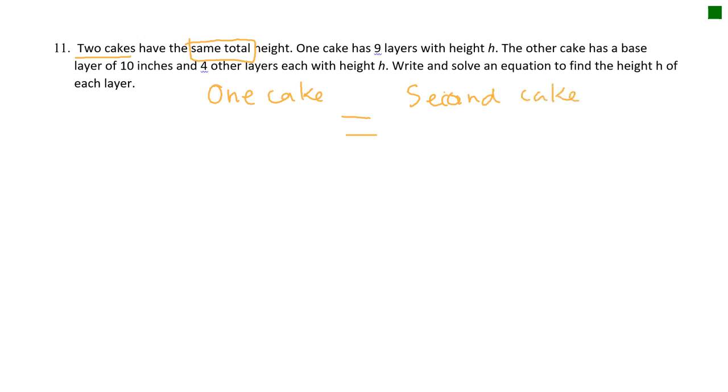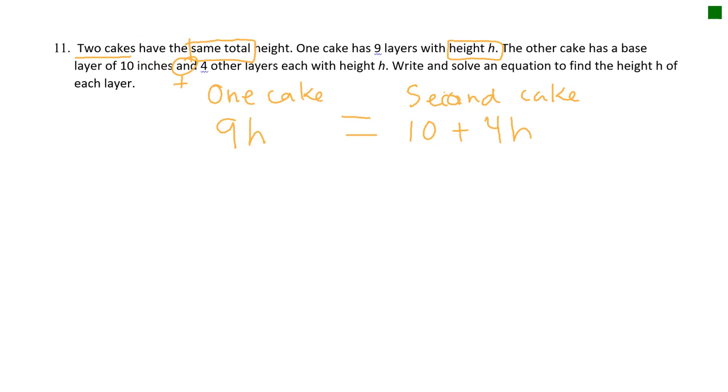Okay. All right. So let's read. One cake has 9 layers with height h. So it has 9 layers. Do we know the height? No, but they told you that the height is gonna be h. So it's 9h. The other cake, which is the second cake, has a base layer of 10, and 4 other layers. And means you're adding, okay? Because you're adding, you started with 10, but you're adding more, so 4 more layers, and you don't know the height either. Again, it's gonna be h.